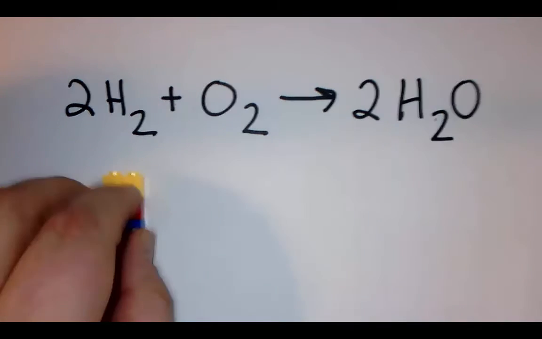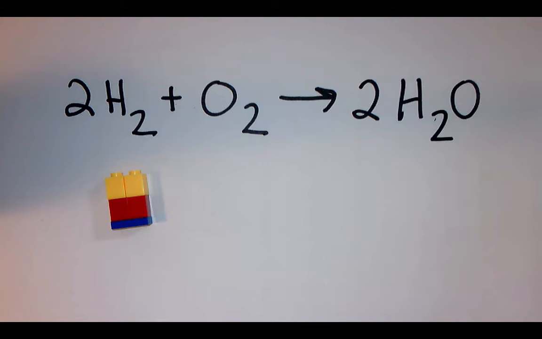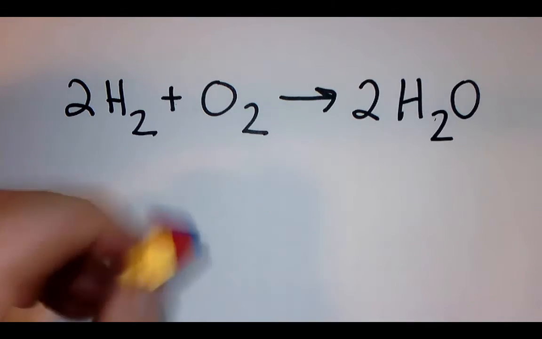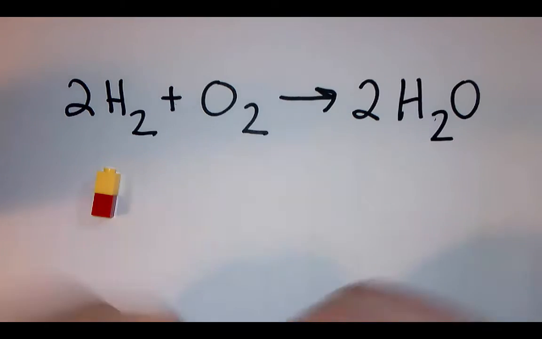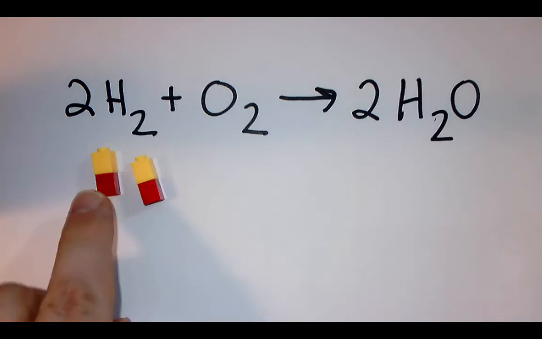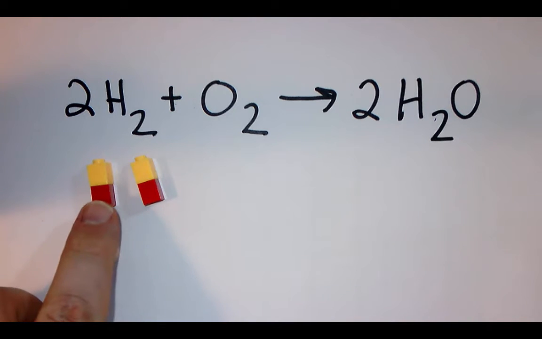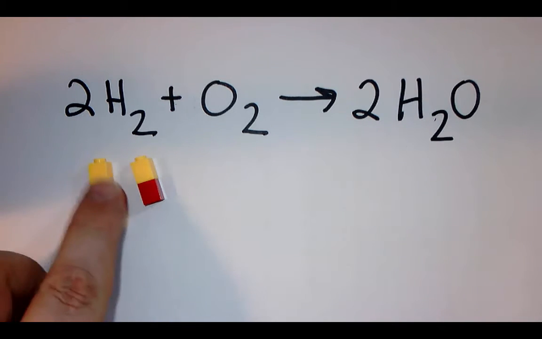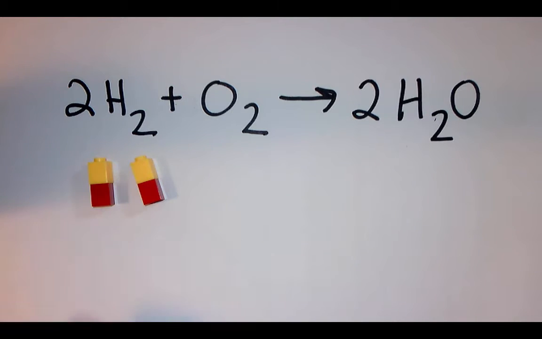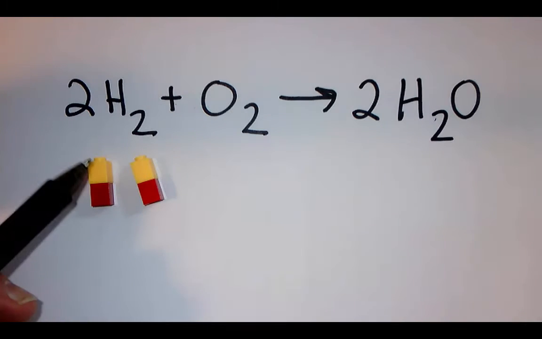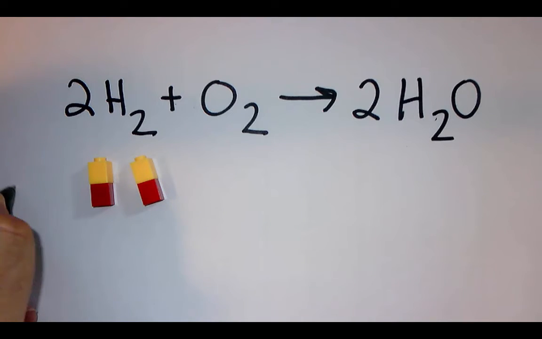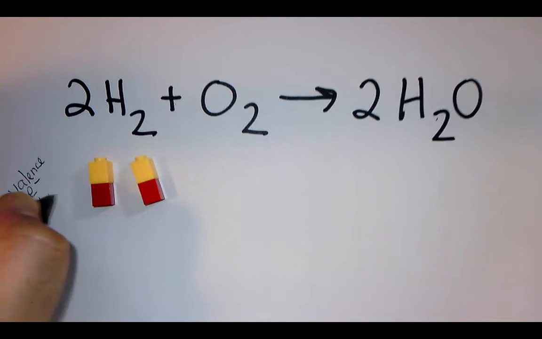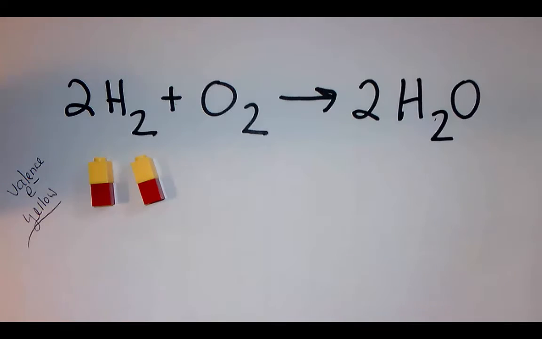So let's start here. Hydrogen, or we should say a diatomic molecule of hydrogen gas. Might be a little bit easier to see if I pull these apart. So there's a hydrogen and there's another hydrogen. The red representing the nucleus, in this case it's just one proton, and the yellow representing the one valence electron of hydrogen. So yellow is going to represent, I'll write this over here, our valence electrons throughout the entire demonstration.